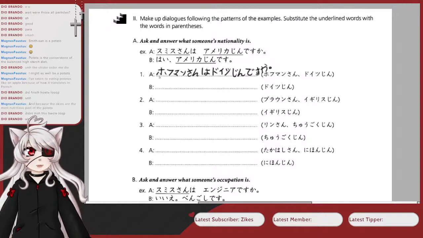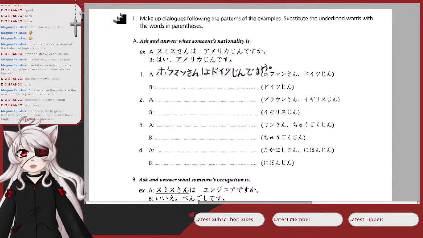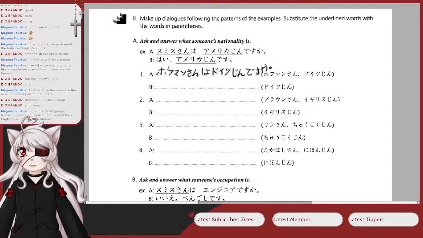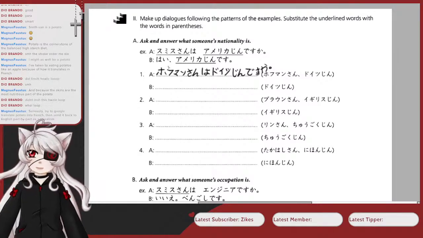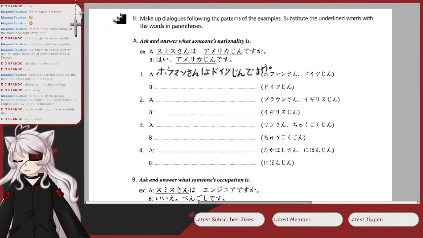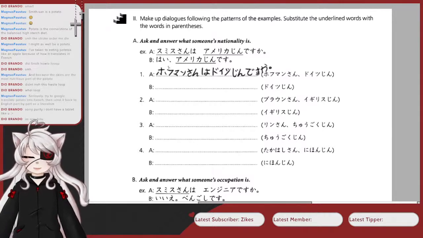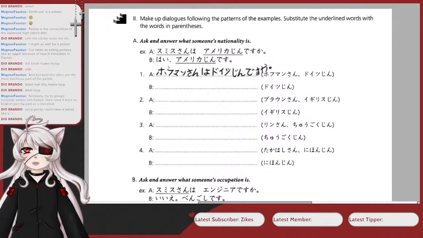Anyway, so this says Hoffman-san wa Igurishijin de... No, it doesn't. Doitsujin desu. Seriously, try... Oh no, I know. Potato is a pomme de terre, which is an apple of the earth. No, I know what you mean, but that doesn't mean you should eat potatoes like an apple.